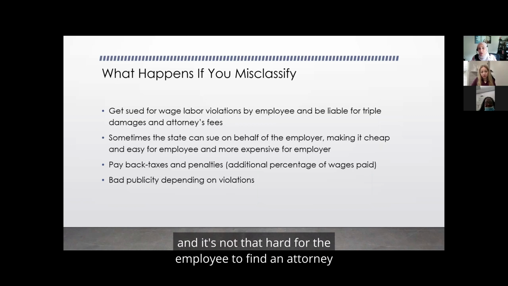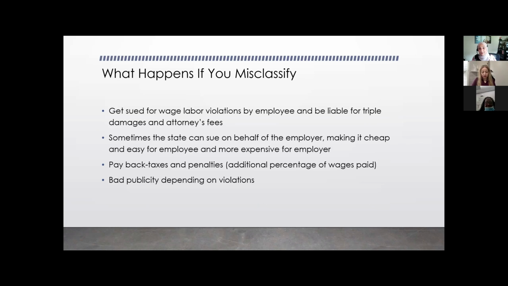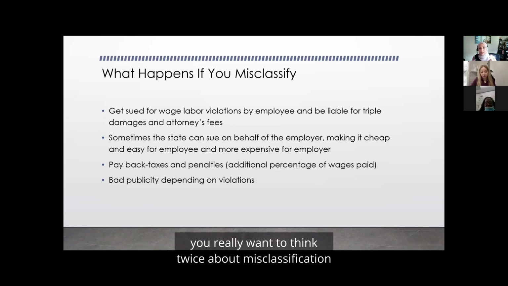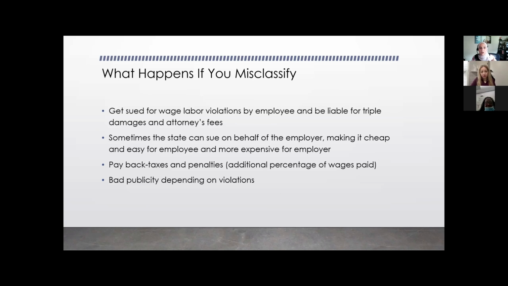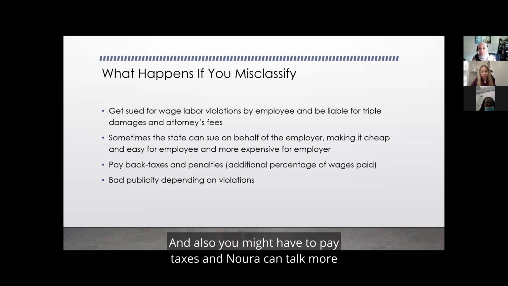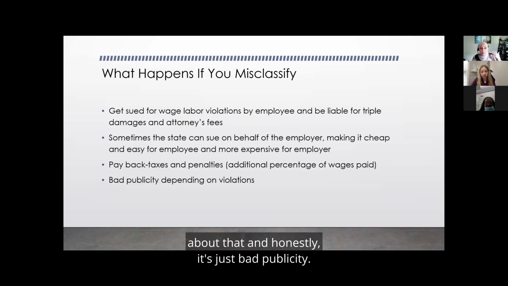And it's not that hard for the employee to find an attorney, or even to have the state sue on behalf of the employee, and to go after the employer for those violations. So the employee doesn't even have to pay money to an attorney, whereas the employer now has to defend. So in that case, you really want to think twice about misclassification, because the damages to the employer could be pretty bad. And also you might have to pay taxes, and Noura can talk more about that. And honestly, it's just bad publicity.